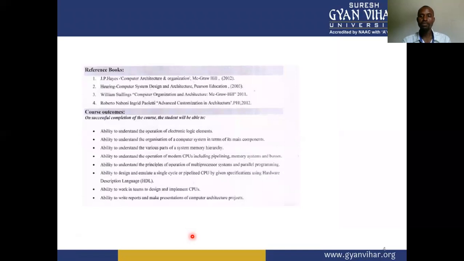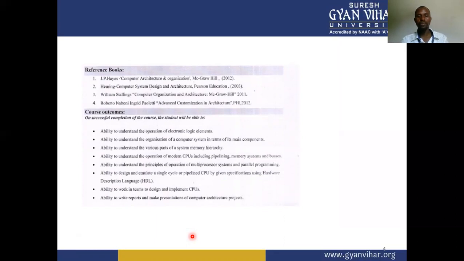So these are the reference books that will be applied for the course of this class and beyond. First we'll cover J.P. Hayes, Computer Architecture and Organization by McGraw-Hill Publication. The year of this book is 2012.